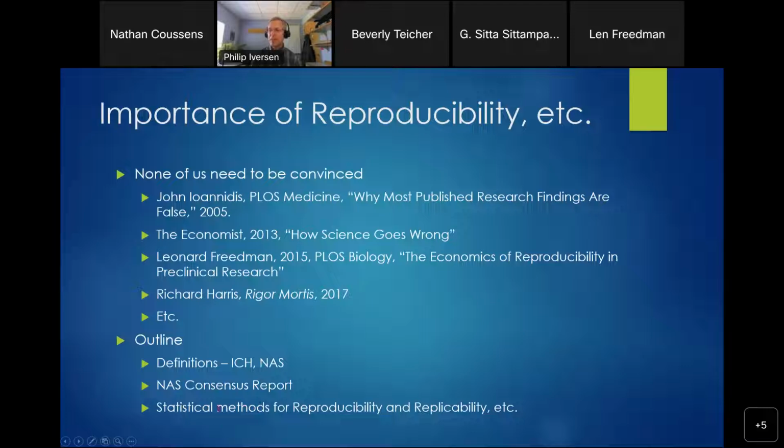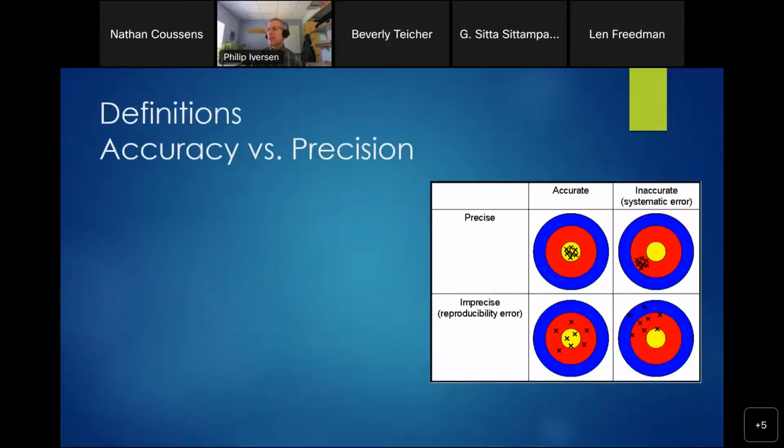And then I will share some examples of statistical methods that Nathan mentioned that are in the assay guidance manual and that can be applied to measuring reproducibility and replicability and the other words that start with RE and end in ability, like repeatability, etc. Okay, so here we go.